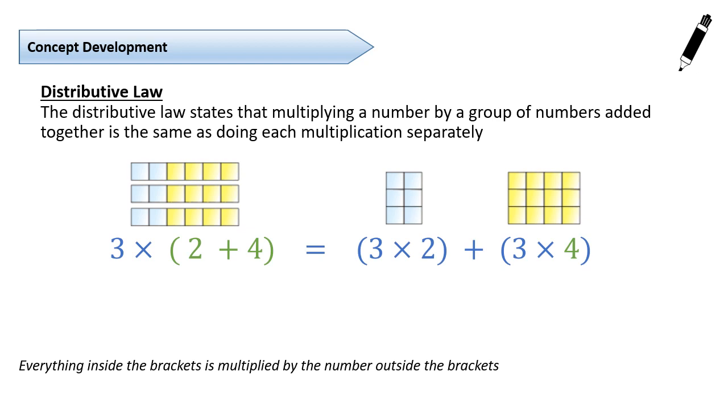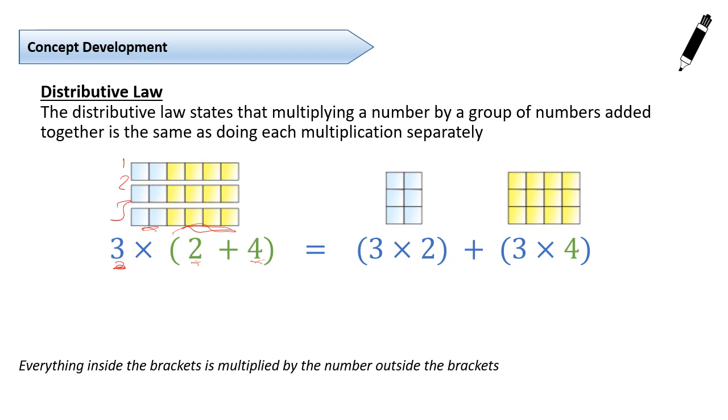Now, that is an example of the distributive law in action. Okay, so what we're going to do is break it down really quickly and see where each of these numbers come from. So we have the 3 out the front. Now that 3 represents the number of rows. So we can see 1, 2, 3 rows, and the 2 and the 4, so the 2 is looking after these 2 blue squares in each of those 3 rows, whereas the number 4 is talking about these yellow boxes.